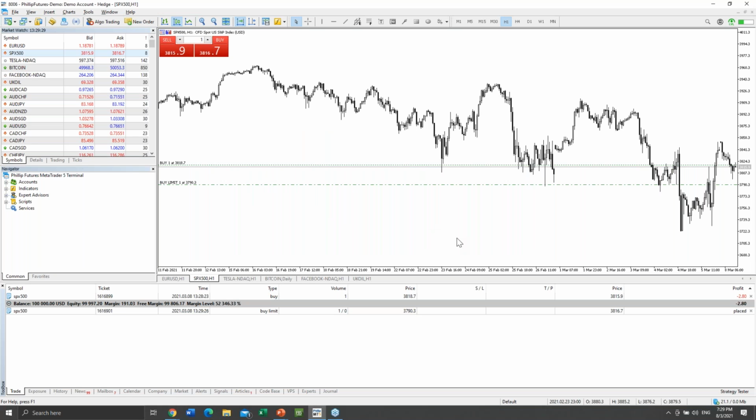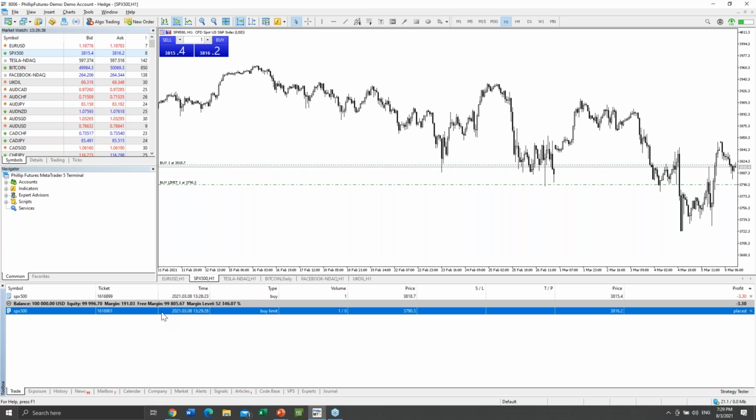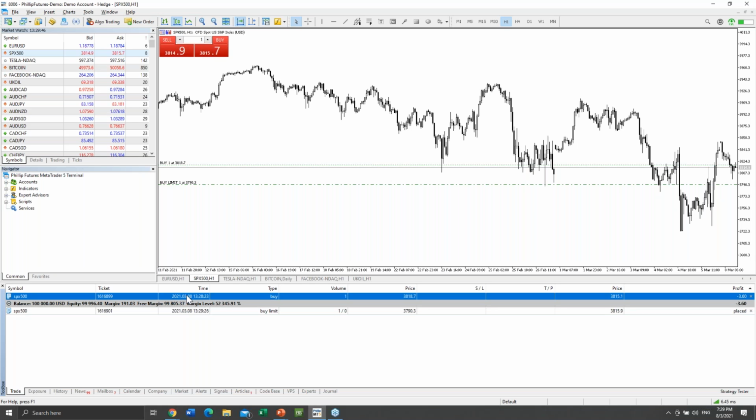So the buy limit is executed. You can see on the chart, it illustrates a buy limit order at a certain price, and also in my toolbox panel you can see that this is populated. So how can you tell the difference between a pending order and a market order, right?